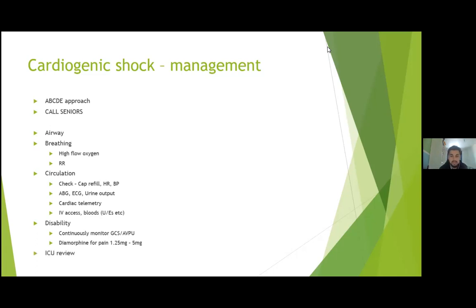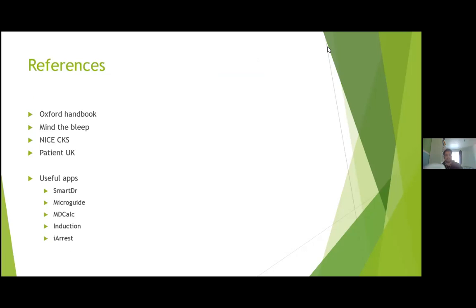Right, okay. So I think that was it really. Here are some references, some good resources I use sometimes. Definitely the Oxford Handbook, NICE CKS is good. Mind the Bleep is a good website just to have a look at. Patient UK as well. These are some good apps that I have on my phone that help me sometimes in these sorts of situations.